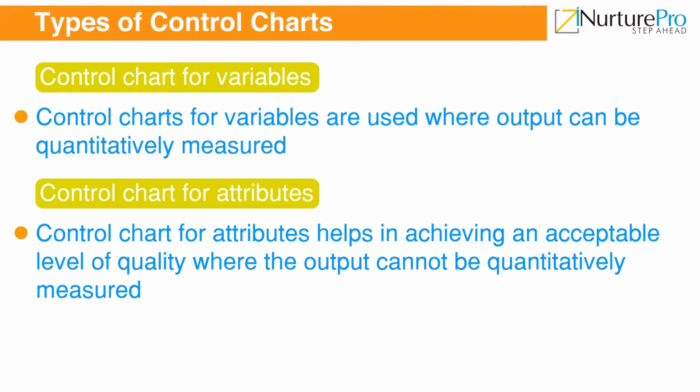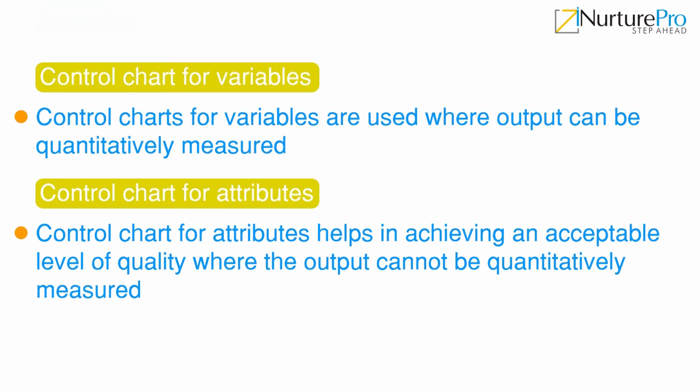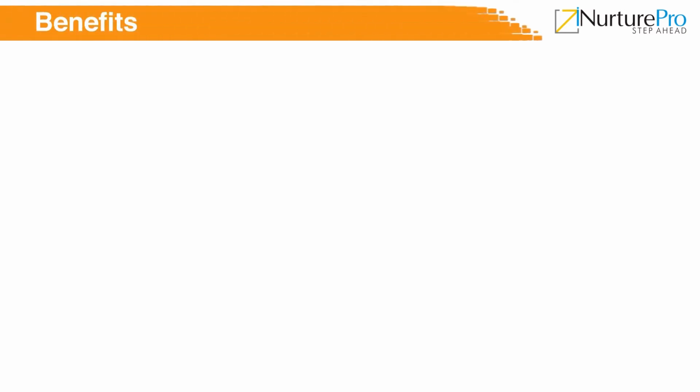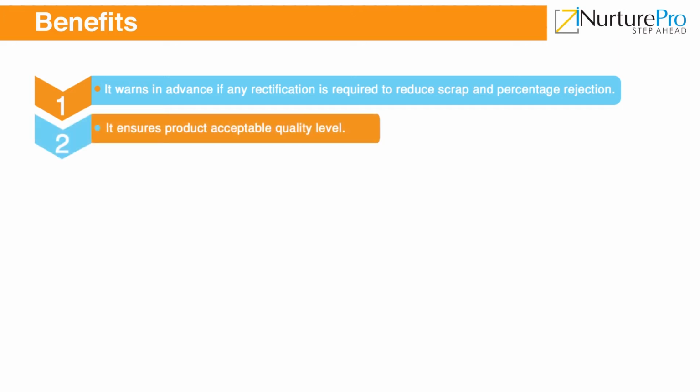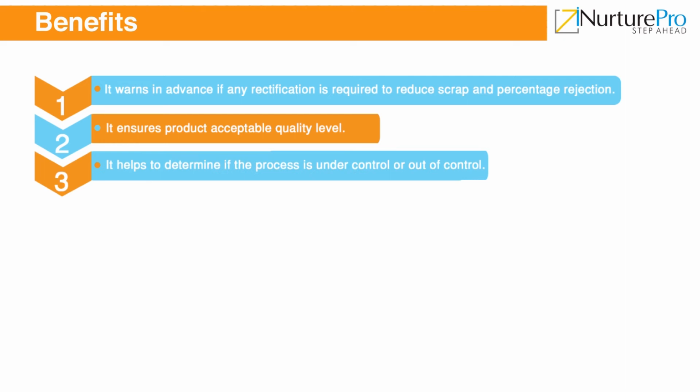Next, let's look at benefits of using control charts for variables. There are various benefits of using control charts for variables, some of which are as follows. It warns in advance if any rectification is required to reduce scrap and percentage rejection. It ensures product acceptable quality level. It helps to determine if the process is under control or out of control.